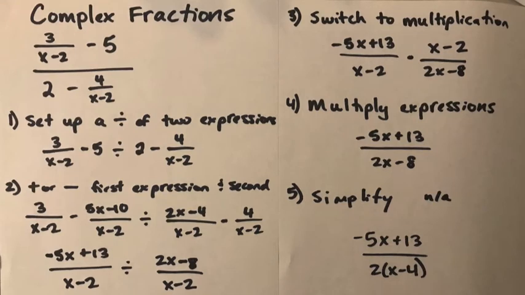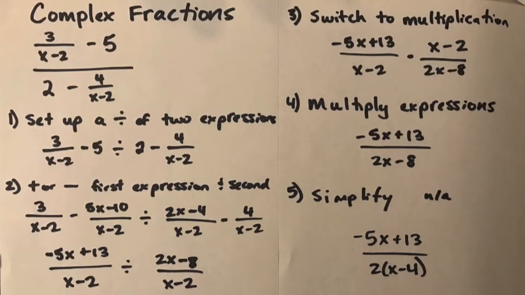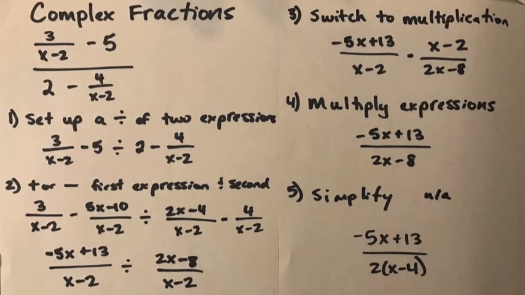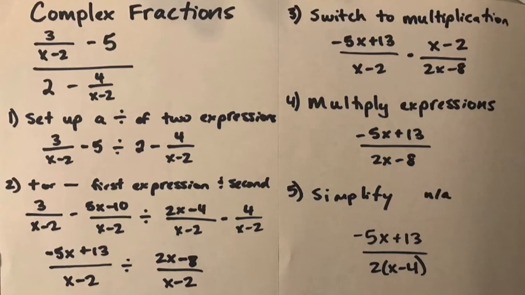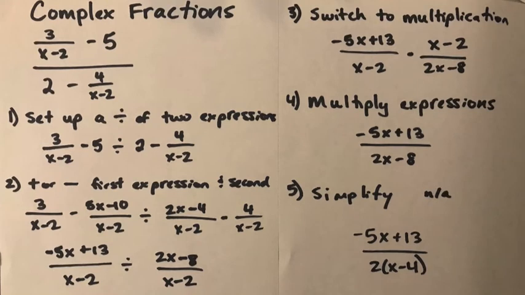Second step is to add or subtract the first expression and the second. So we have to take what we learned in the first two examples and add and subtract the first expression, the numerator, and the second expression, the denominator. So I look at just my numerator, 3 over x minus 2 and minus 5. The common denominator there is x minus 2. So I have to multiply this negative 5 over 1 by x minus 2. Doing that, I'll have 3 over x minus 2 minus 5 times x is 5x, 5 times negative 2 is negative 10, all over x minus 2.